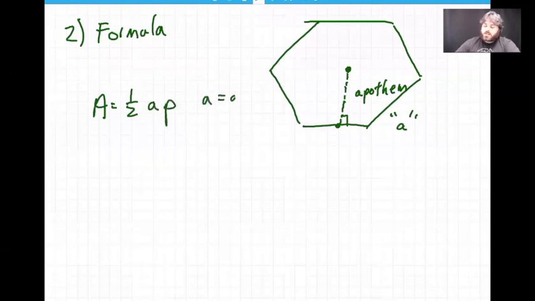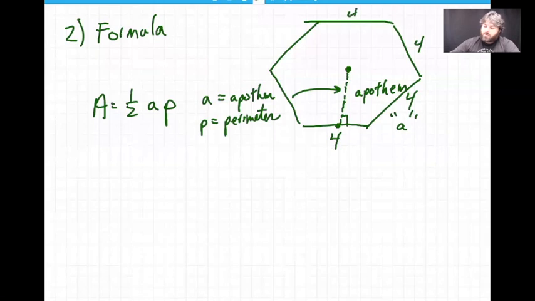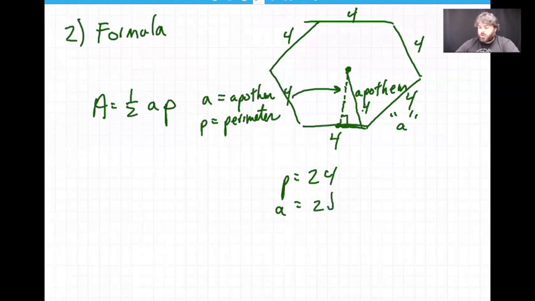So A is the apothem, which is that distance right here, and then P is just the perimeter. So remember, in our last example, all of these side lengths were equal to 4 because it's a regular polygon. So there's 6 of them. That means the perimeter was 24. Now the apothem, again, we'd have to use this triangle, knowing that that length was 4, and then we have a 2. We could use Pythagorean theorem to realize that it's 2√3. And then once we have those two values, we just plug it into the formula.